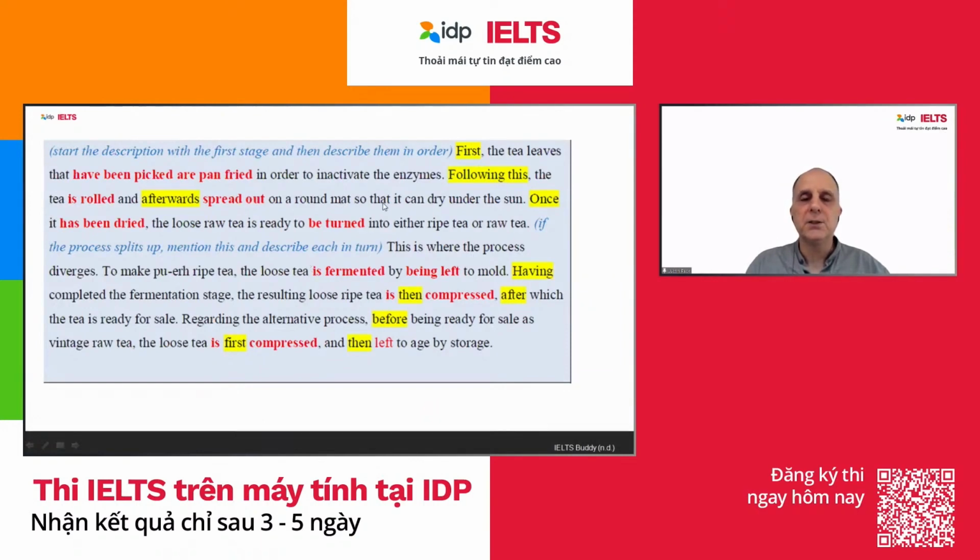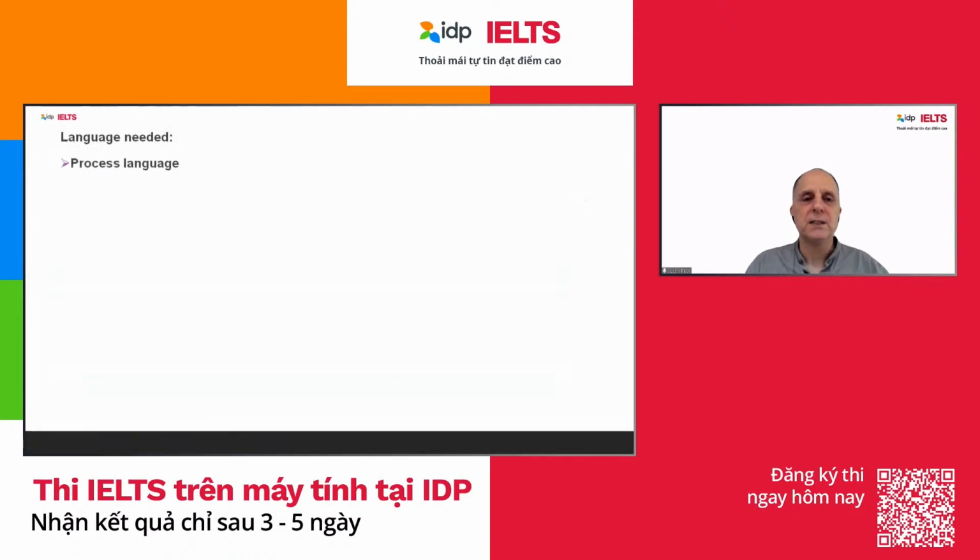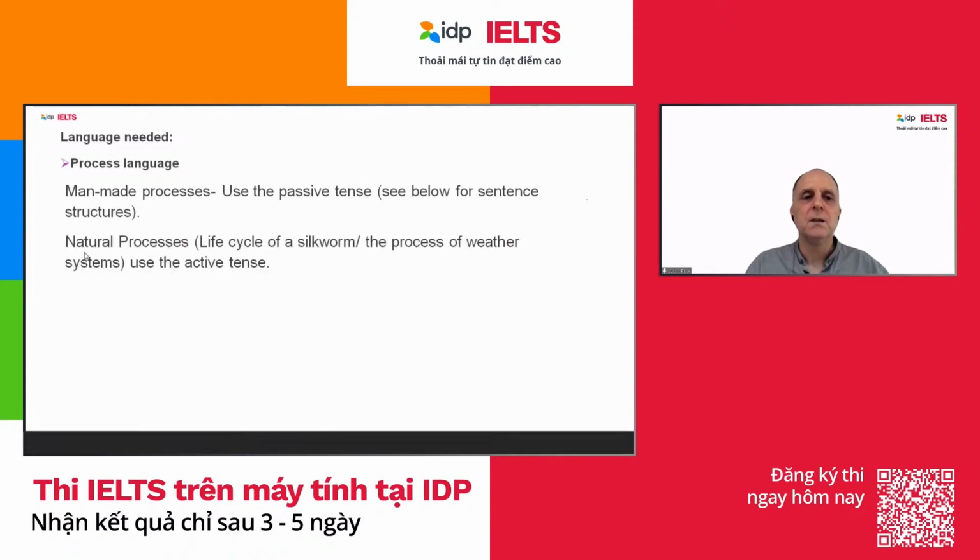And now, because this is a man-made process, you can see on this, we used the passive. So process language, man-made process, use the passive tense, okay? Natural processes, we can use the active tense. And remember, you can stay in the passive all the time for a man-made process, and for a natural one, you can stay in the active. You don't need to mix them up.